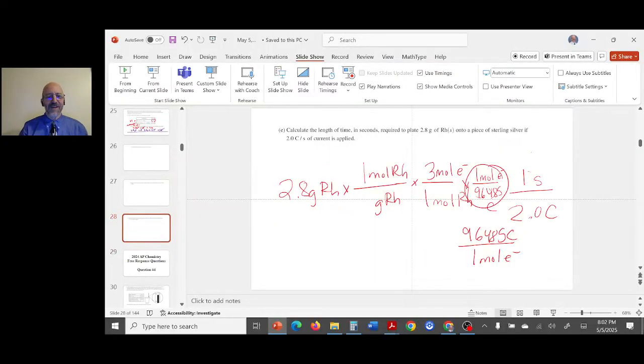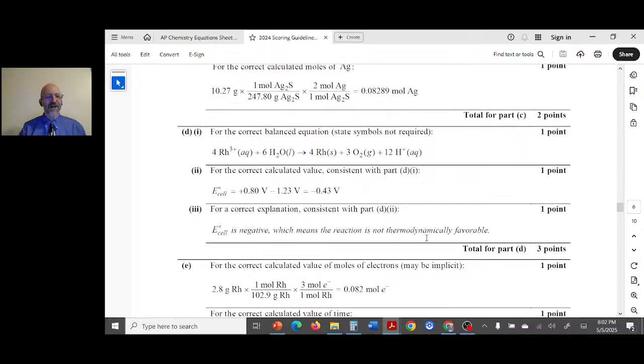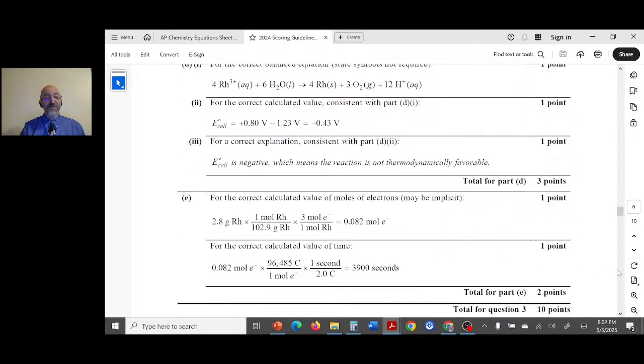So here is the setup from the official scoring guidelines. This was worth 2 points, okay? Again, 1 point for getting to moles of electrons and then 1 point for time. Now, you didn't have to do this in 2 separate steps, but they gave you credit for the first 2 conversion factors. But then assuming you might have messed up something else, you're going to get 1 of possibly 2 points if you made 1 mistake in your conversion factors.